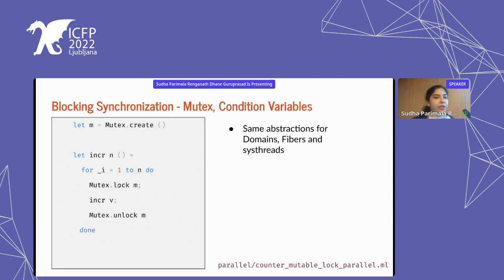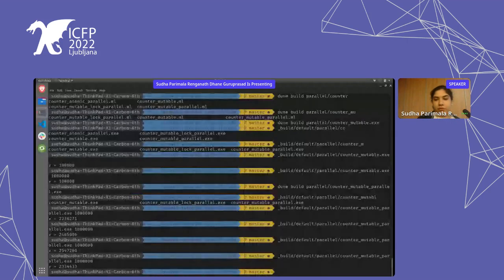So if we just lock it with a mutex, what it means is the mutex is going to wait until the execution is actually done and then release the lock. When the lock is on, other domains will not be able to proceed with the same operation. So let's try to execute this.